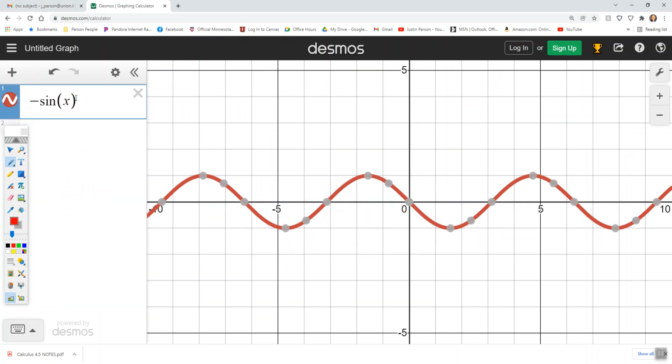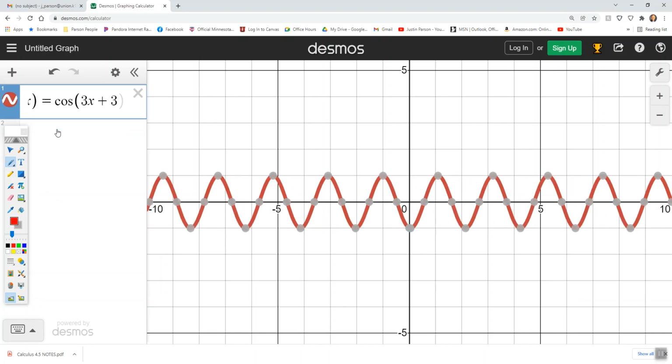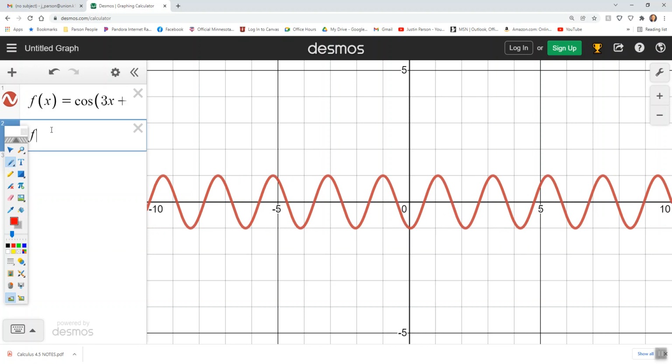So our function, what was it again, kids? I'm going to write it in this way. f of x equals cosine of, what was it, 3x plus 3? That sound right? And then I'm going to try to type in f prime of 4 there. I don't know if this will even do it. Okay, what does it tell me f prime of 4 is? Negative 1.95.